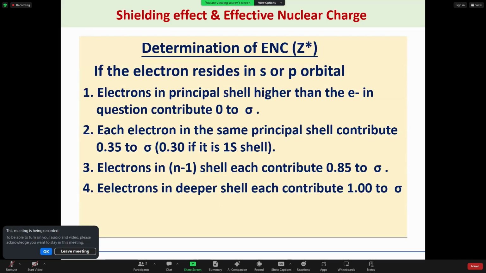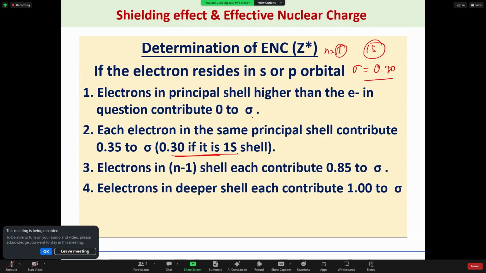So to determine this shielding effect, there is a value given. If your principal quantum number n equals 1, there is only a 1s orbital. Only this atom has a 1s orbital. Then the sigma value per electron will be 0.30. That is only for this one shell.